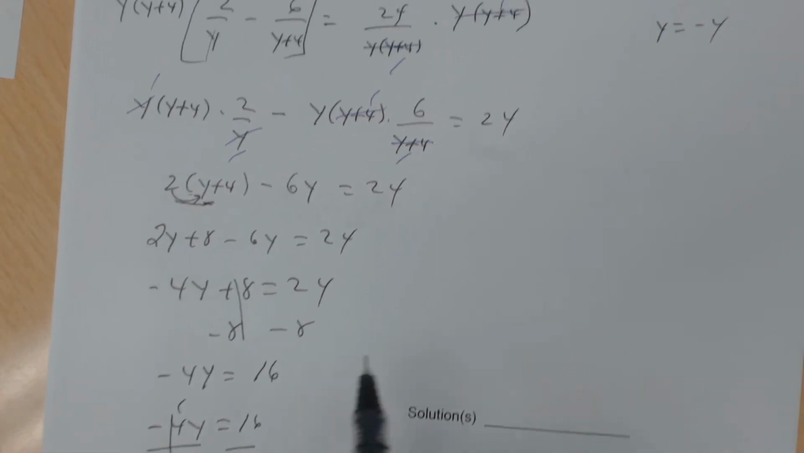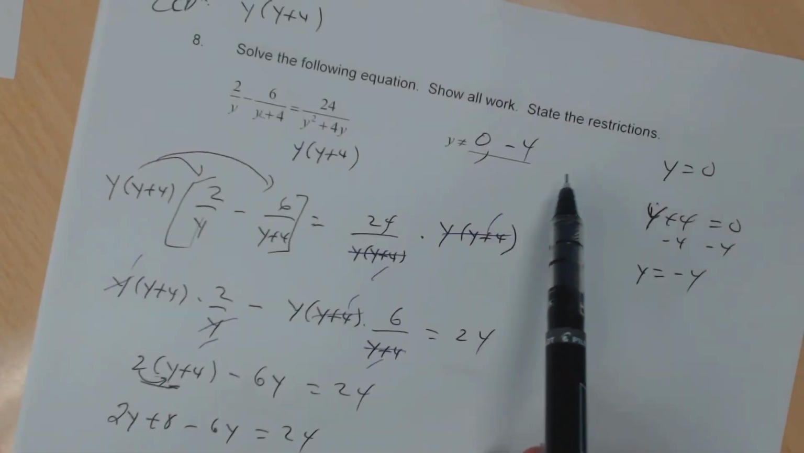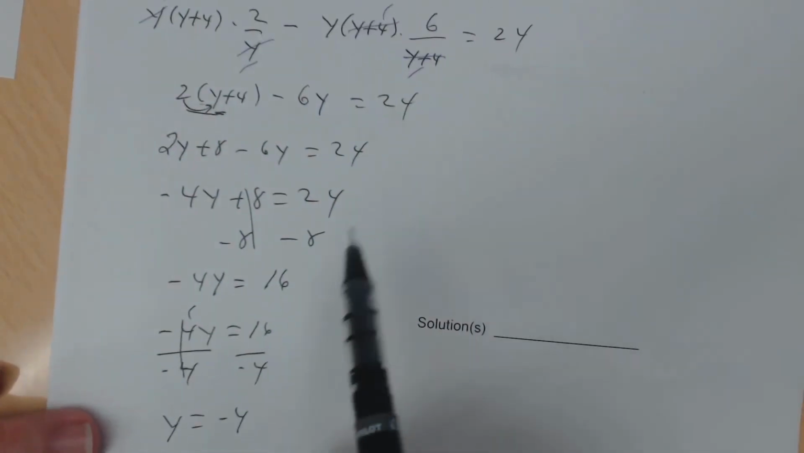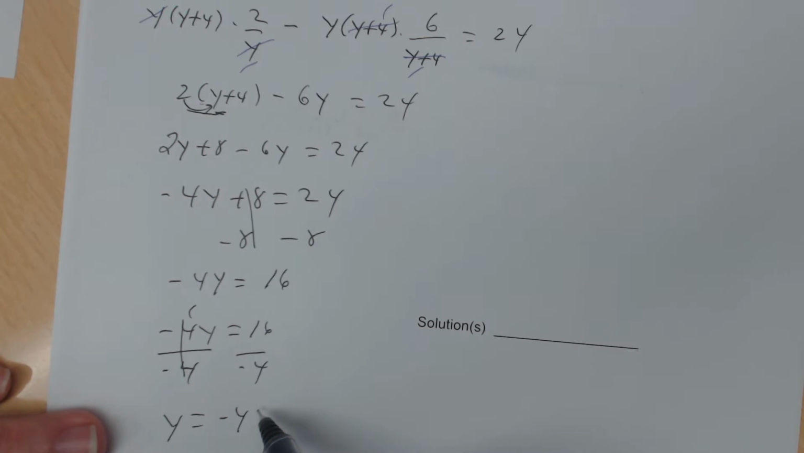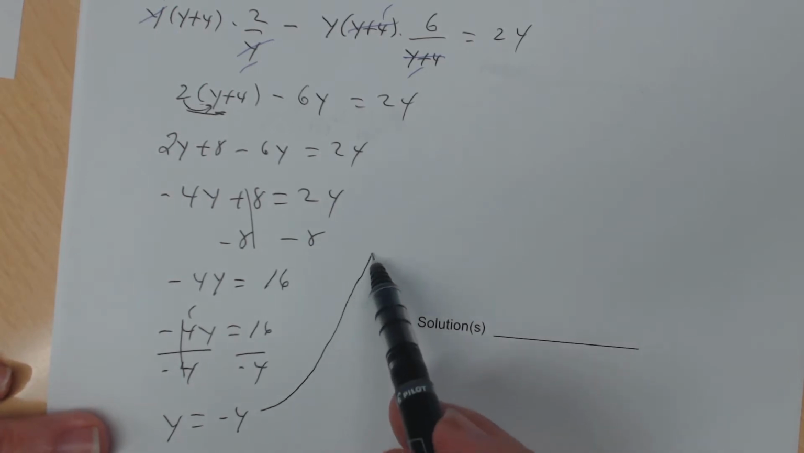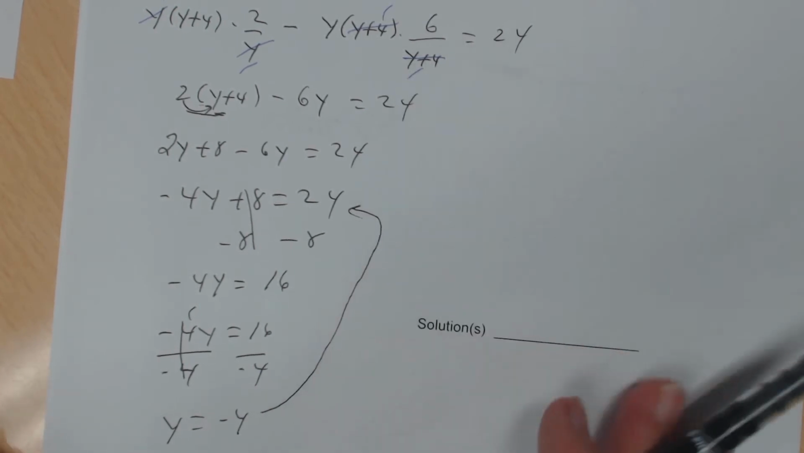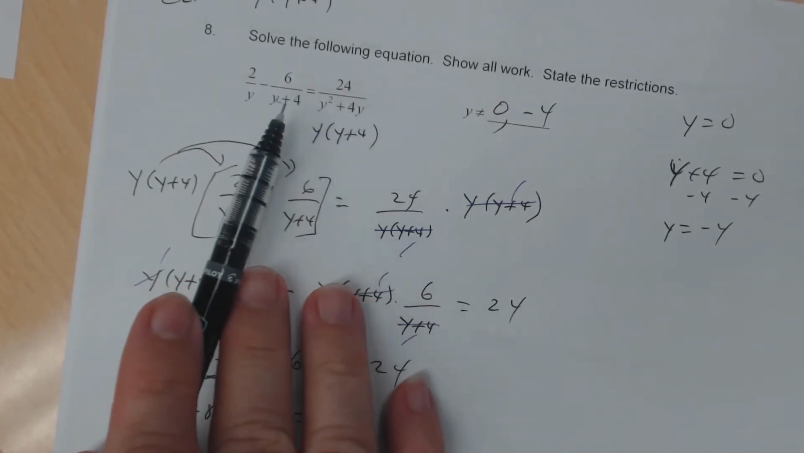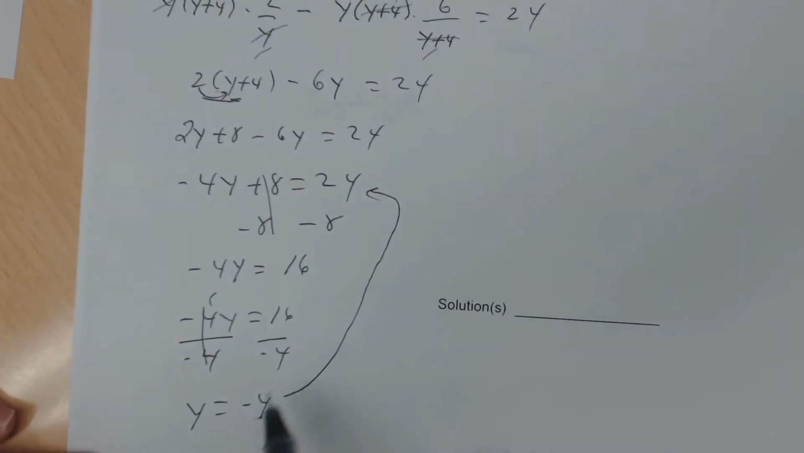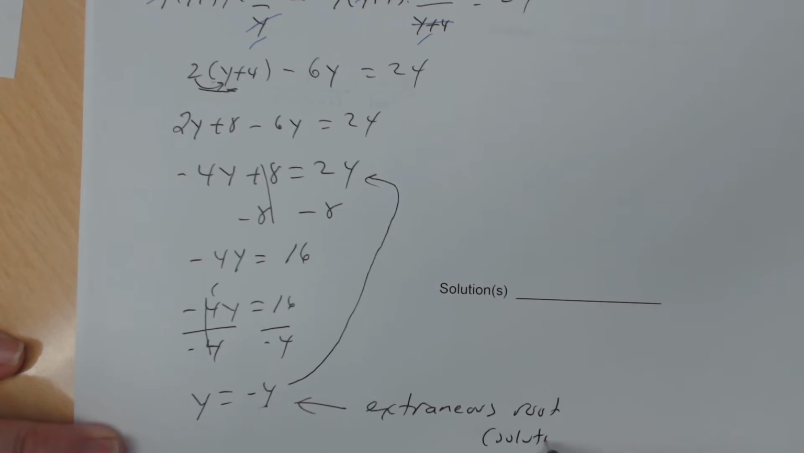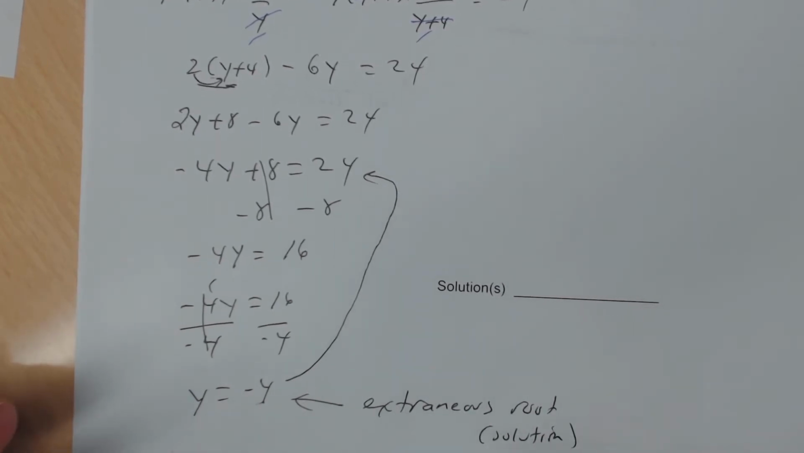Okay, now notice that that was one of the restrictions. So remember, I can't use -4 because -4 makes that denominator 0. Now, what you found, though, was that y equals -4 is a solution to this linear equation right here. But it's not a solution to this rational equation because it makes the denominator 0. So what this means is that y equals -4, remember, that's called an extraneous root or solution. So that means it's a false solution.